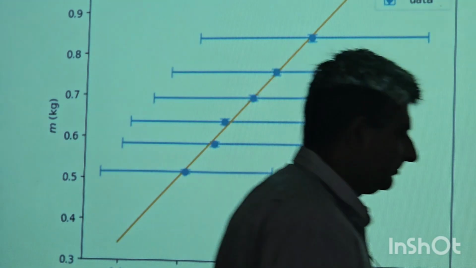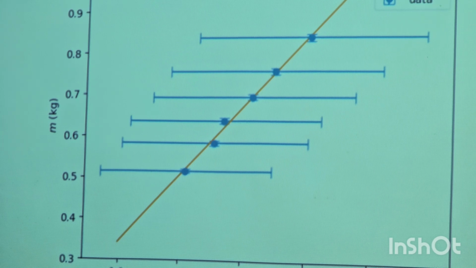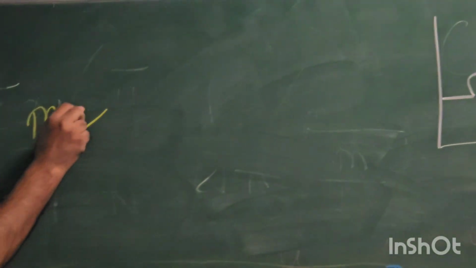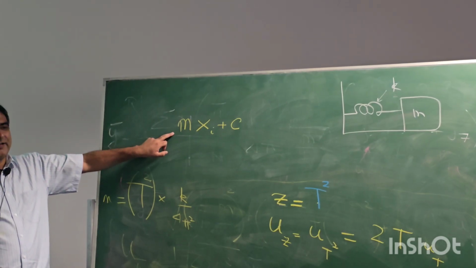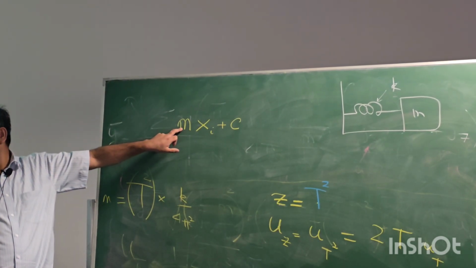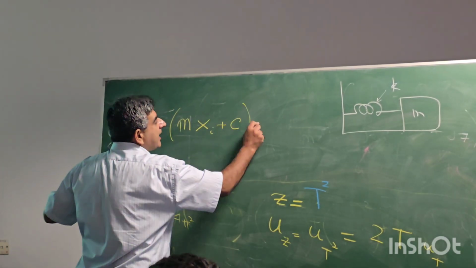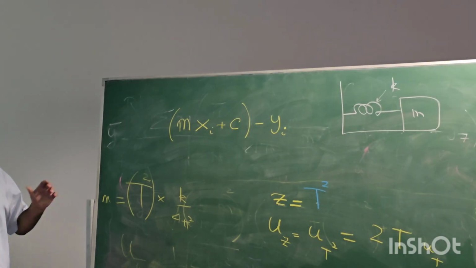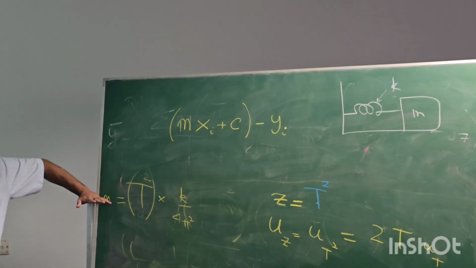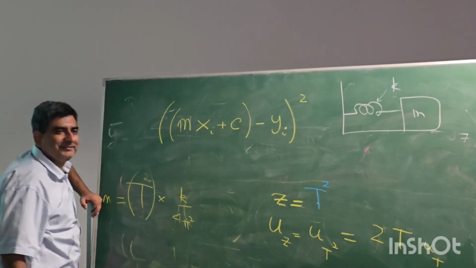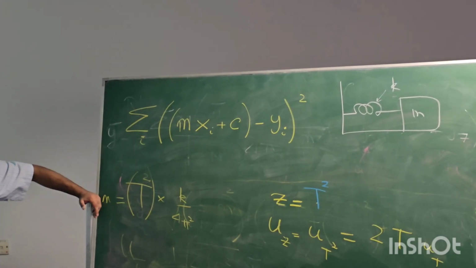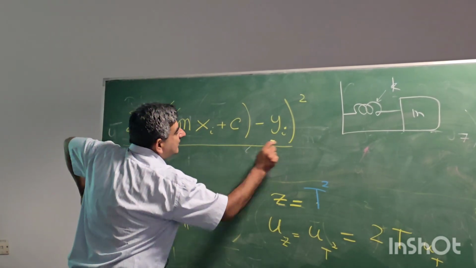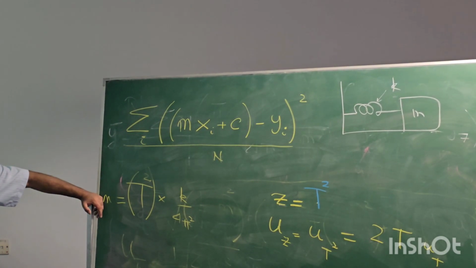So if I put this on the blackboard, for this line, the line has this form. For a given xi, the line at that xi has this ordinate m xi plus c. From this, if I subtract the experimental data point, I get a deviation. Correct? And if I take the square of this, I get a square deviation. And if I add up all of these deviations, I get a sum of squares. And if I then divide by the number of points, I get a mean square deviation, the mean of the square of the deviations.